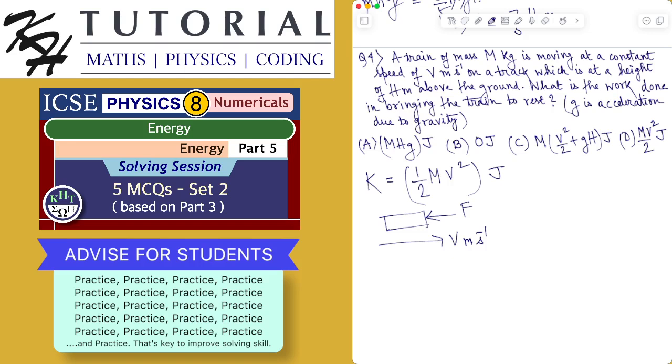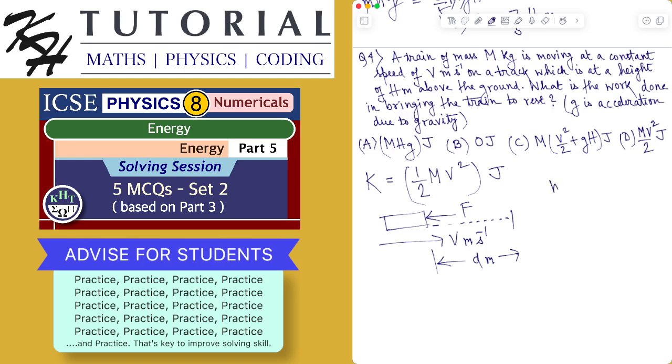So in this case, the direction of the force, obviously once the force was applied, the train will move some distance and then it will stop. Let's say a force was applied, and after moving a distance of d meter, the train stops.